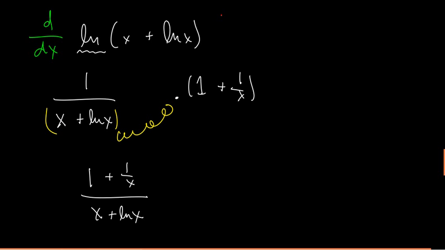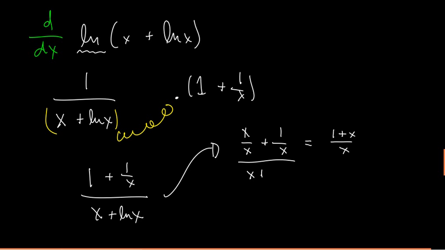So if you want, you could simplify it, and I'll do that for you just so you could see how that would go. On the top, you would clean that up by combining that fraction and making one big fraction out of it. 1 plus 1 over x is the same thing as x over x plus 1 over x. That's the same thing as 1 plus x divided by x. But you're taking that and dividing by x plus ln x.